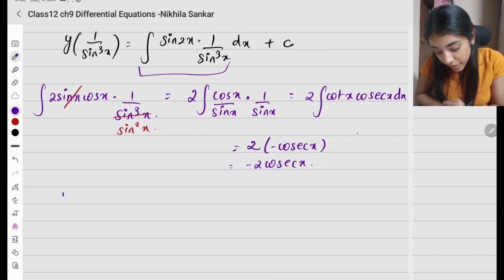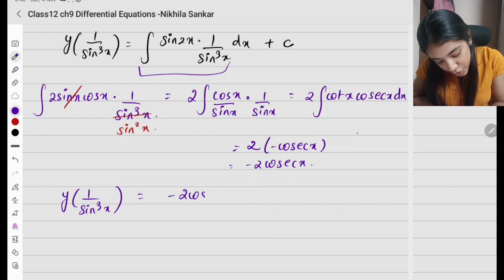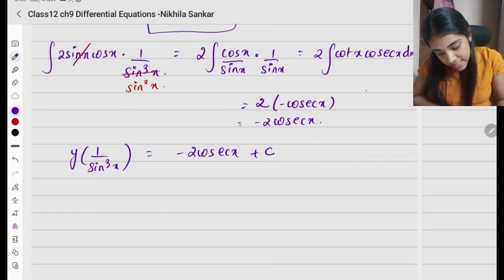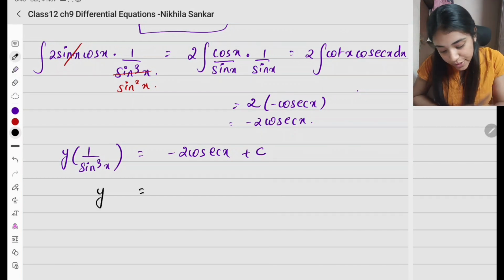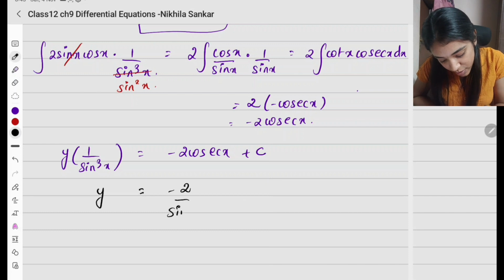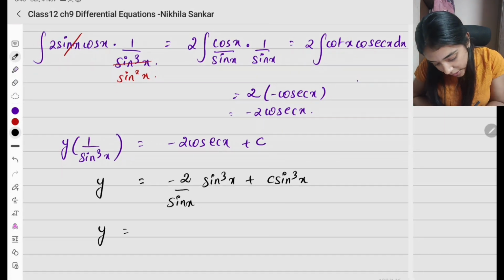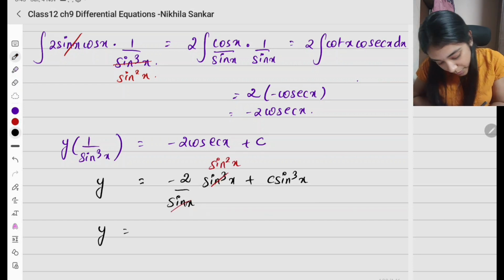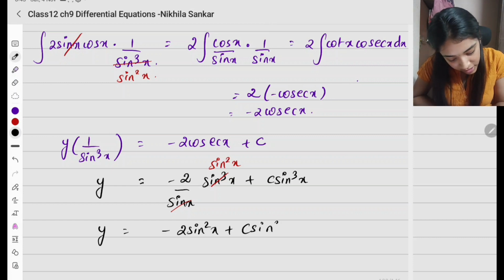So what is my final solution going to be? Y into 1 divided by sin cube x equals the integration, which is minus 2 cosecant x plus c. What happens when I solve this? I have to multiply sin cube x to the whole equation. So this becomes minus 2 divided by sin x, I'll put it like this for easy calculation, times sin cube x plus c sin cube x. Okay, so now y equals, here the sin x cancels. I'll be left with sin square x. So what do I have? Minus 2 sin square x plus c sin cube x.